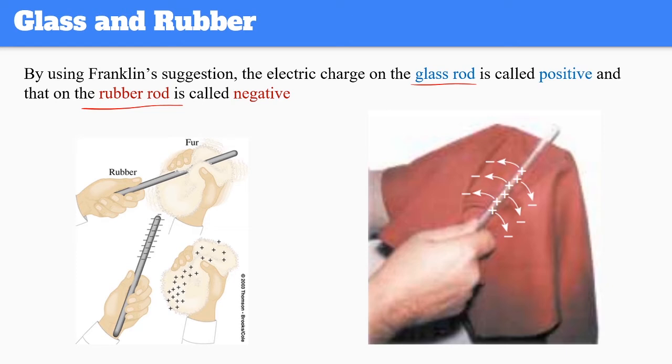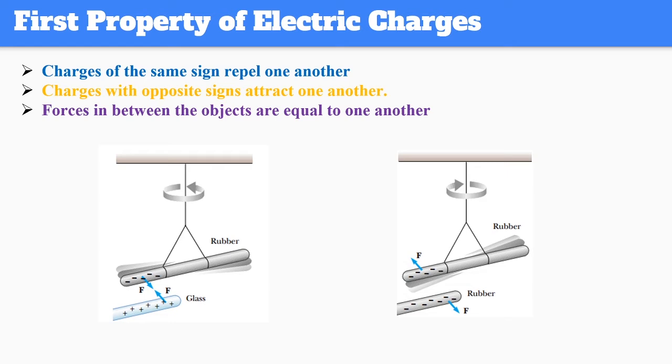All right, another piece of information: rubber rod and glass rod. So glass basically tends to get positively charged, and a rubber rod tends to get negatively charged. And of course, there are some properties of those charges.